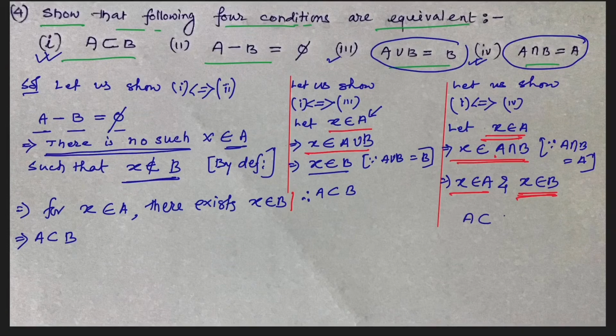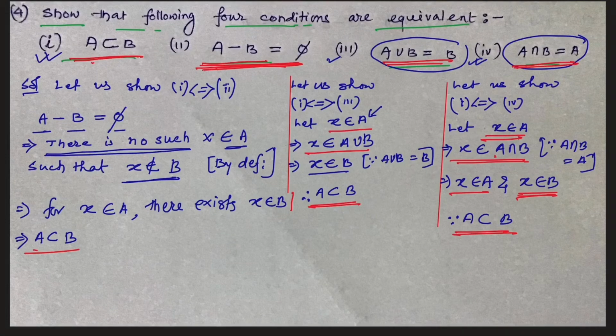A must be a subset of B. So here you see, we have got from the second one, this condition implies the first condition, that is A is a subset of B, and the third condition, that A union B is equal to B, also implies A is a subset of B, and A intersection B equal to A also implies A is a subset of B.